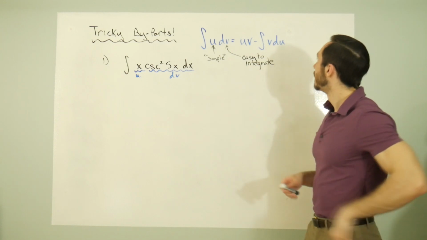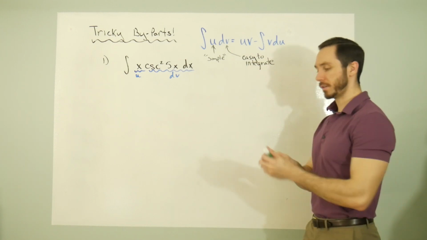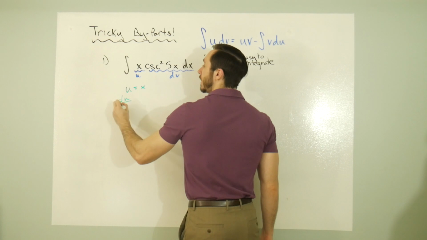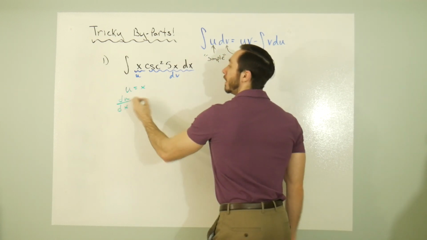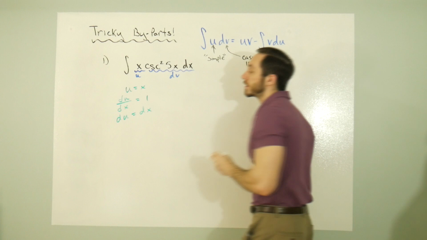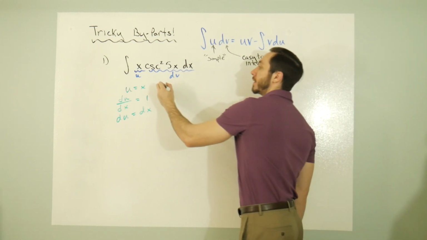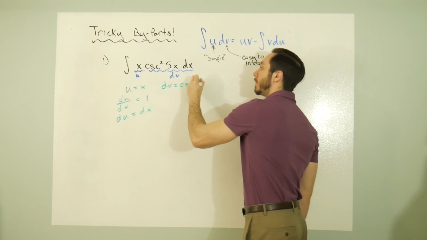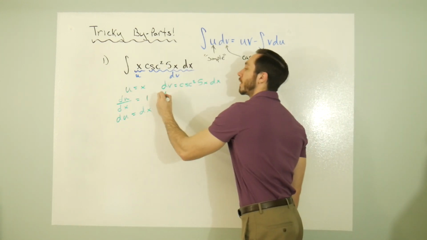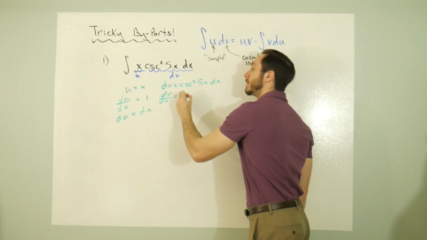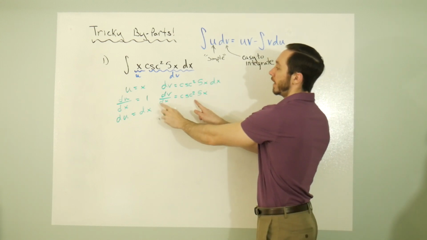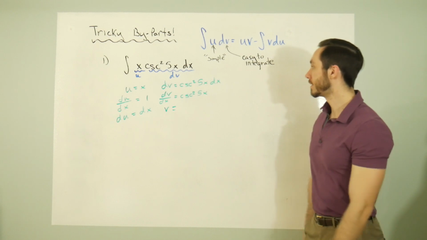I need to now figure out my du and my v from this, so we have to do some derivatives and integrals. So u is equal to x, making du/dx, taking the derivative of both sides with respect to x, the derivative of x is just 1. Therefore du is equal to dx. Then dv is equal to cosecant squared 5x dx. So let's move this dx over: dv/dx is equal to cosecant squared 5x. Now I have to integrate both sides. The integral of the left is easy, that's just v. I'm integrating with respect to x here.